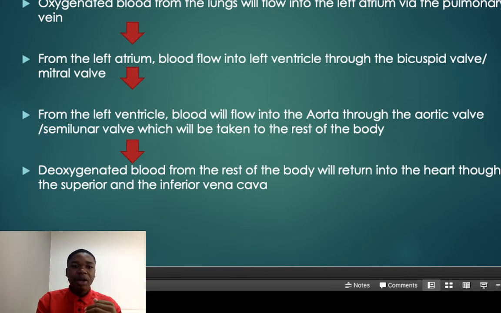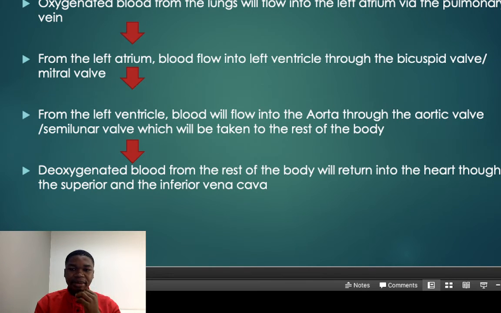From the left atrium, blood will flow into the left ventricle through the bicuspid valve or the mitral valve. It's very important. The valve which is found between the left atrium and the left ventricle is called the bicuspid valve, or the mitral valve, or the atrioventricular valve.